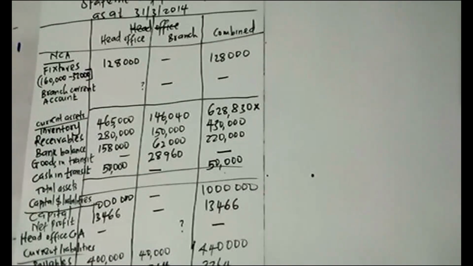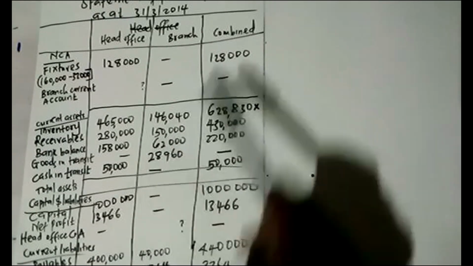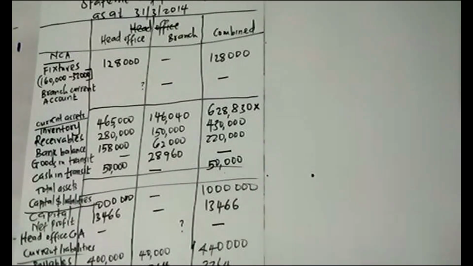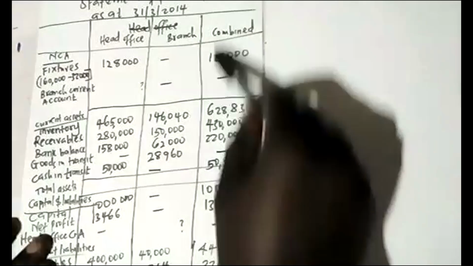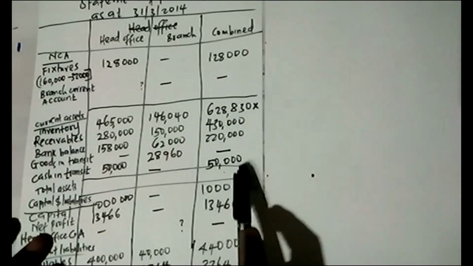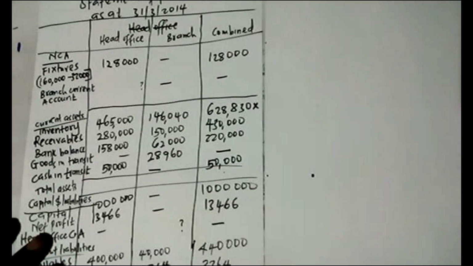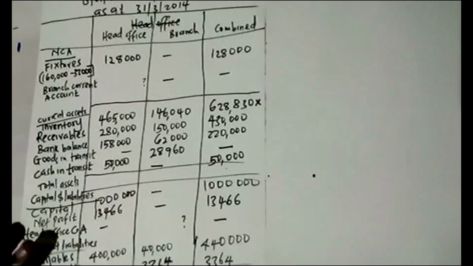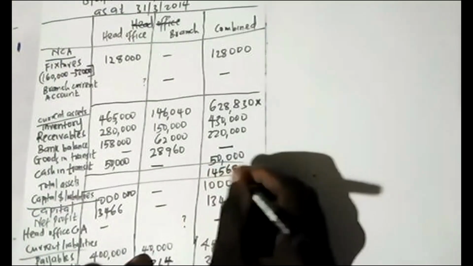So in order now to balance these statements, it's very easy. I will start from combined, from the column of combined. So you can see here, combined, there's nothing which is missing. So I can look for this total assets. I will take 628,830 plus 430,000 plus 220,000 plus 50,000. So that one is giving me 1,456,830.